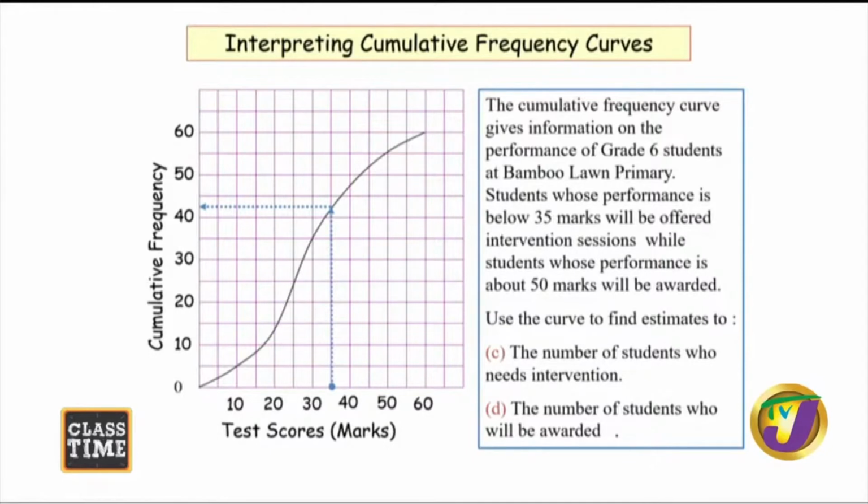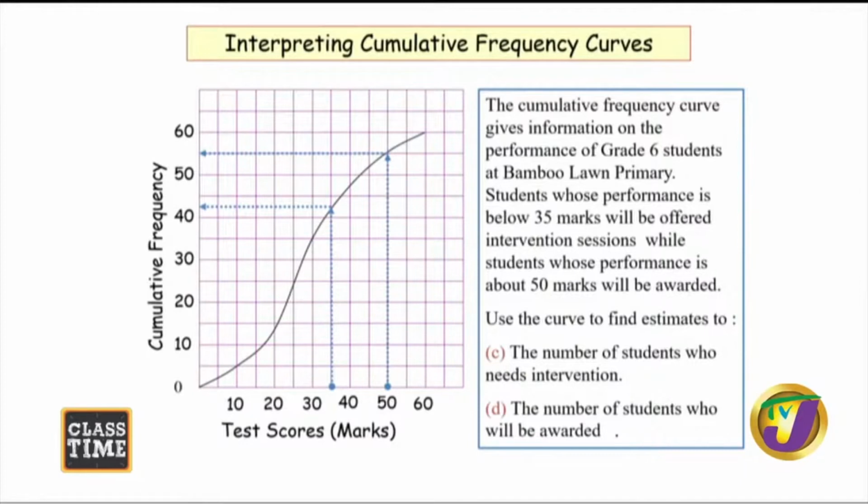Now, let us see how many students would actually be awarded. Those who get 50 or above would be awarded. So we find 50 on our horizontal axis, up to our curve, and out. Tell me what is happening here now. 55 students. Tell me I'm right. All right, let us see if you're right. Yes, that is on the graph, 55. So I'm going to prove to you that you're right.